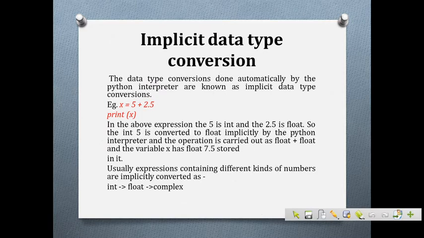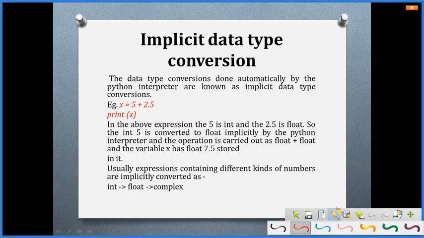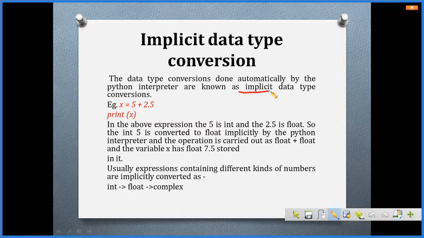So next is implicit data type conversions. That is, when two values of different data types are used and we are doing some operations on them in a program line, some automatic conversion of the data type is done by the Python interpreter itself. That type of data type conversion is known as implicit data type conversion.